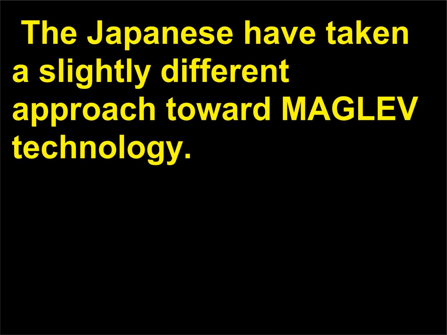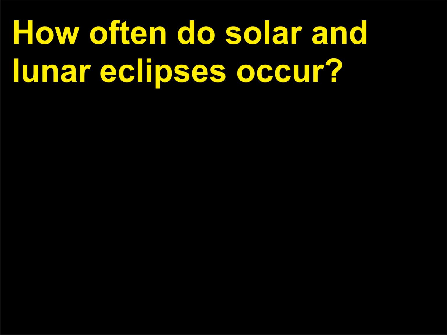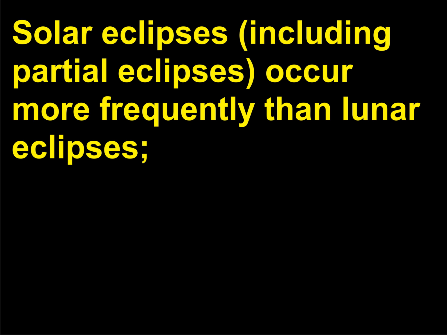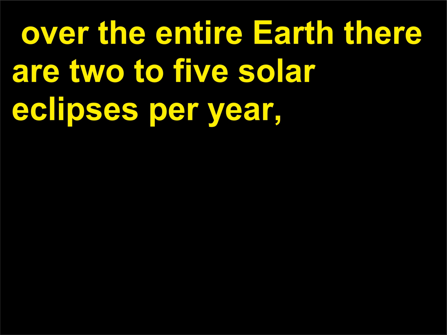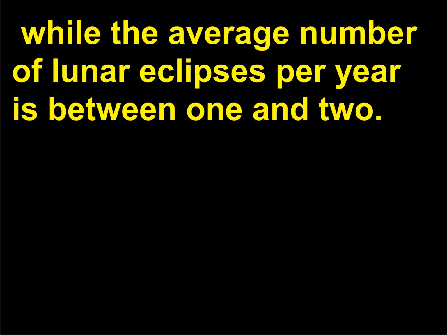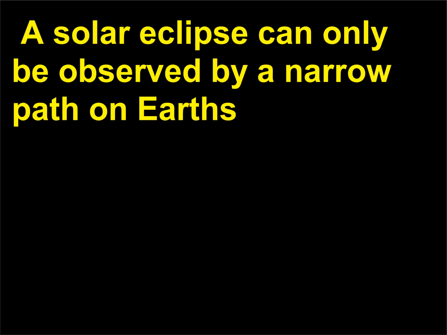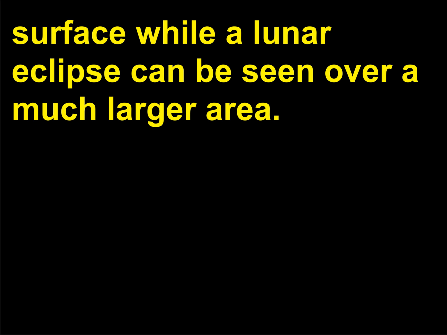How often do solar and lunar eclipses occur? Solar eclipses, including partial eclipses, occur more frequently than lunar eclipses. Over the entire Earth, there are 2 to 5 solar eclipses per year, while the average number of lunar eclipses per year is between 1 and 2. A solar eclipse can only be observed by a narrow path on Earth's surface, while a lunar eclipse can be seen over a much larger area.